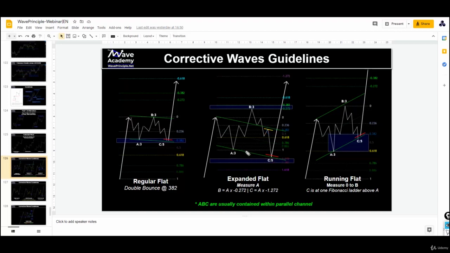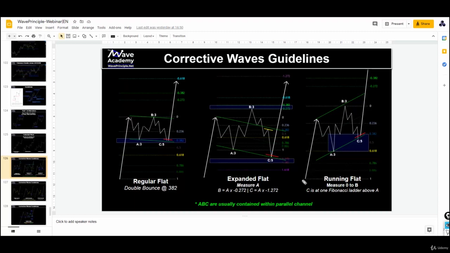But the main idea here is that you get the wave A measured, so that you can see where B is going and where C is gonna bounce. You don't open a trade here, you wait for it to bounce, and you get inside when it crosses the middle of this channel. Or if you see a candlestick formation happening here at the wave C.